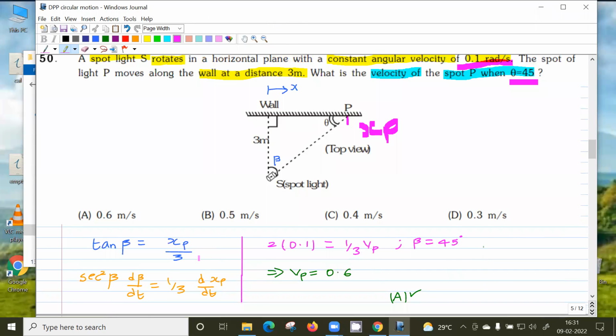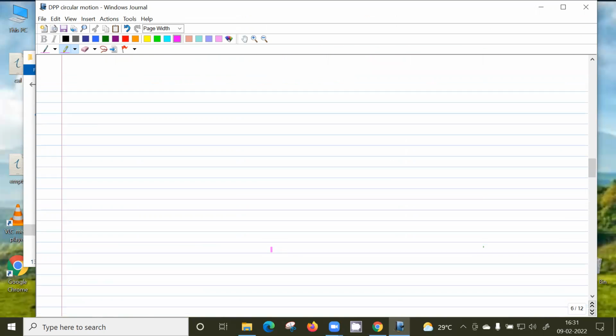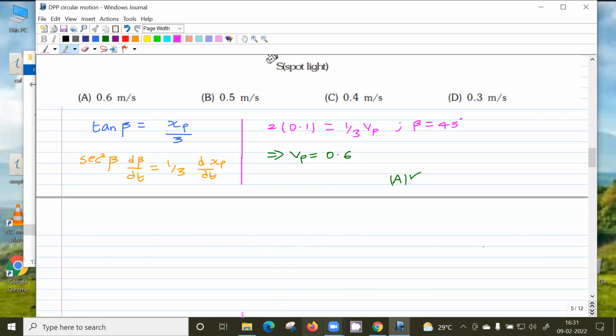Tan beta is xp by 3. So differentiate both the sides with respect to time. You have to realize that beta is changing with time, xp is also changing with time. xp is the coordinate of this point from this origin. So this one. So option A. Got it now? Yes, sir. Okay.